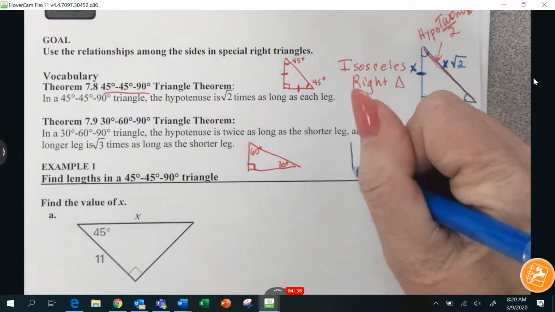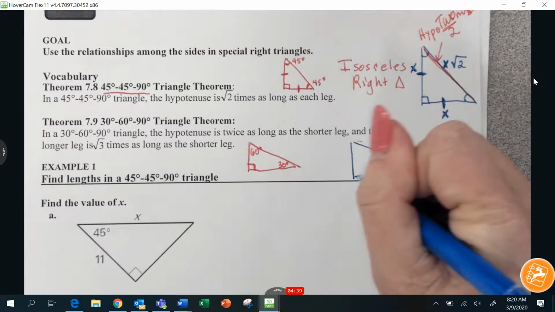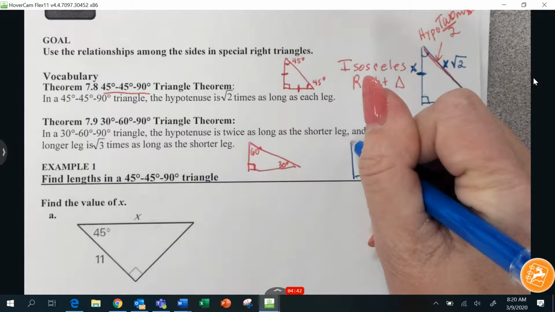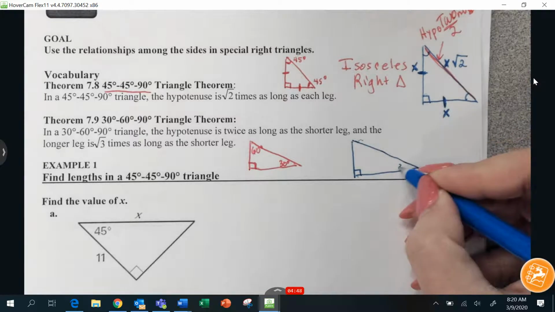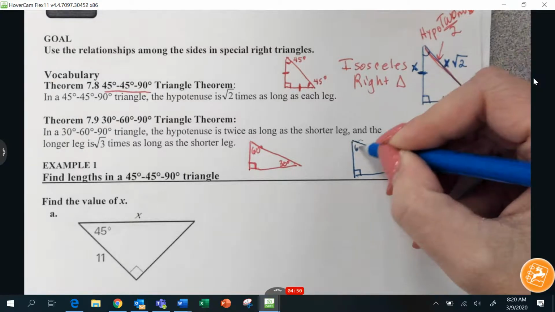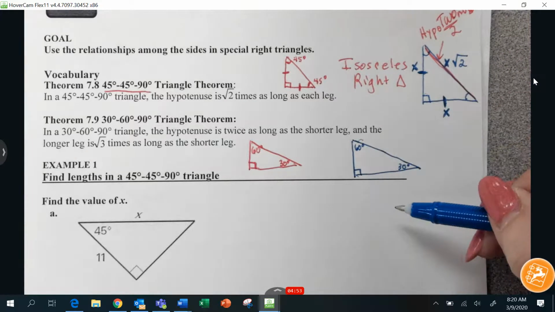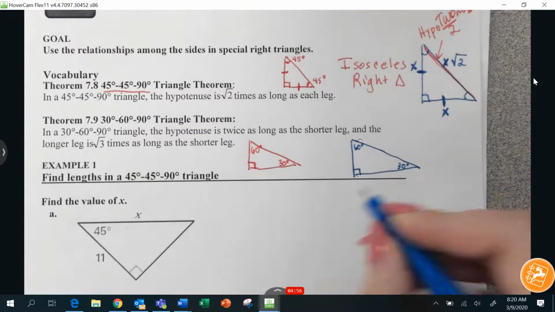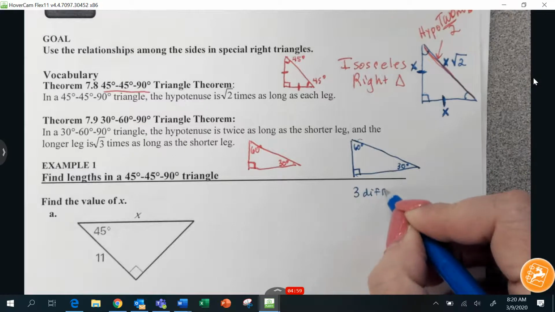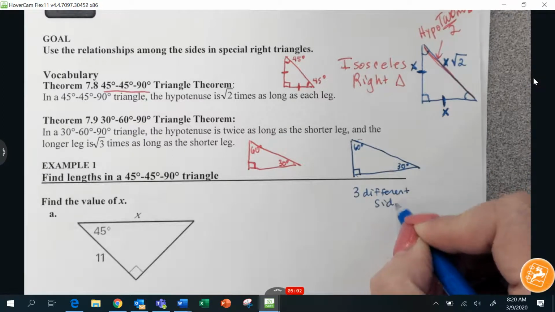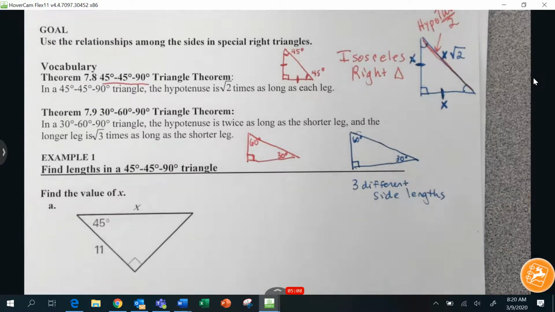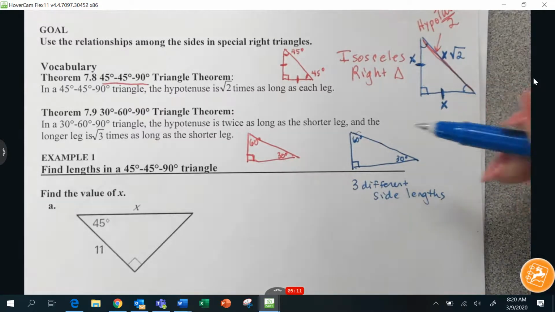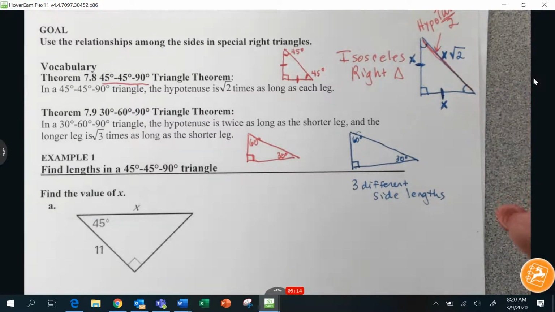I'm going to draw it a little bit bigger so I can label something. This has some formulas with it as well. There's three sides. All three sides are different lengths because all three angles are different angle measurements. So we've got three different side lengths. Out of these three different side lengths, we're going to pick one of them to be x. And I'm going to choose the shortest side to be x.